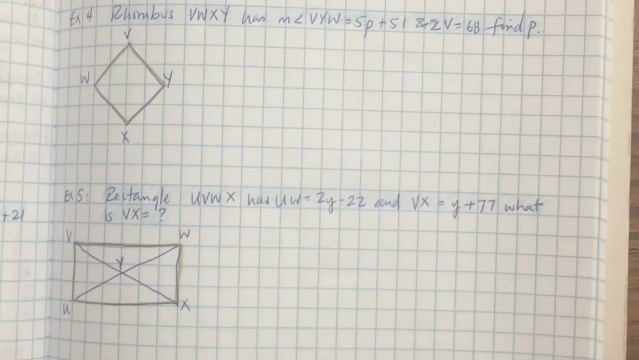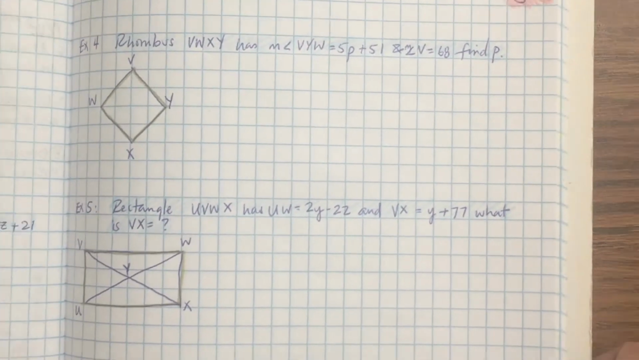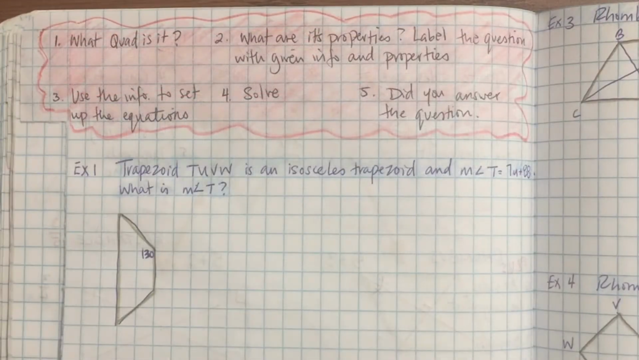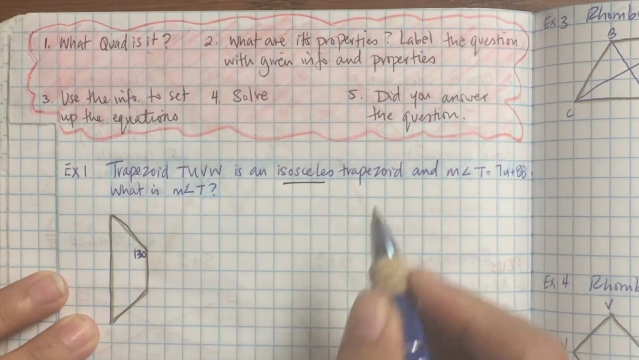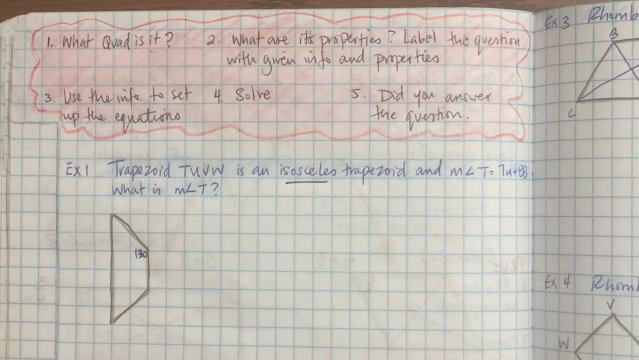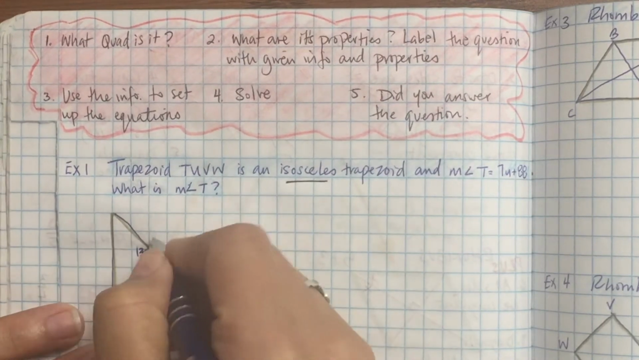Okay, so let's take a look at the first example. So a trapezoid. It doesn't matter what the shape is, you just need to know the definitions for the shape. So what quadrilateral is it? It's an isosceles trapezoid. So you have to think of what are the properties of an isosceles trapezoid.